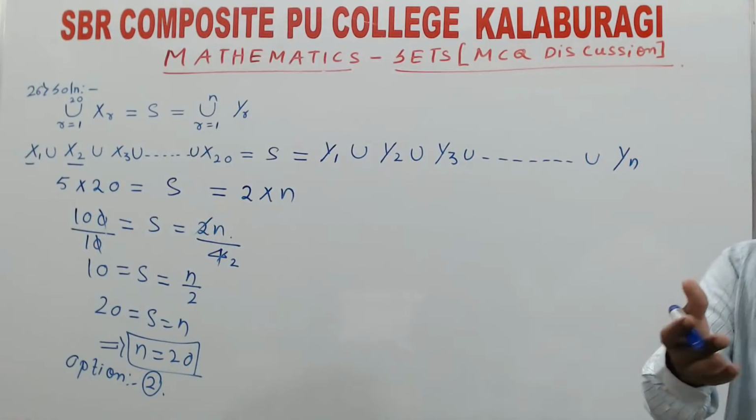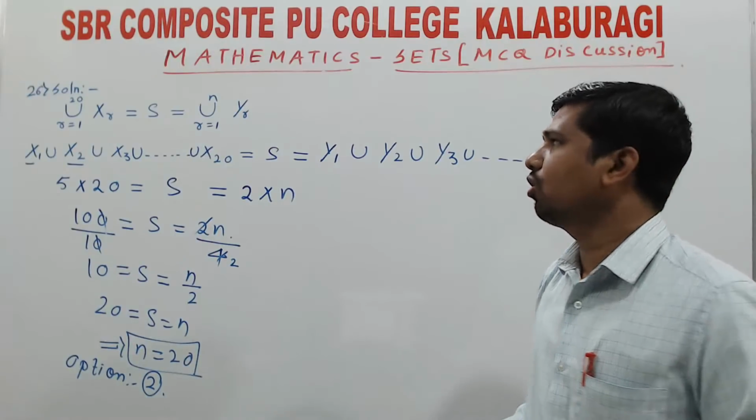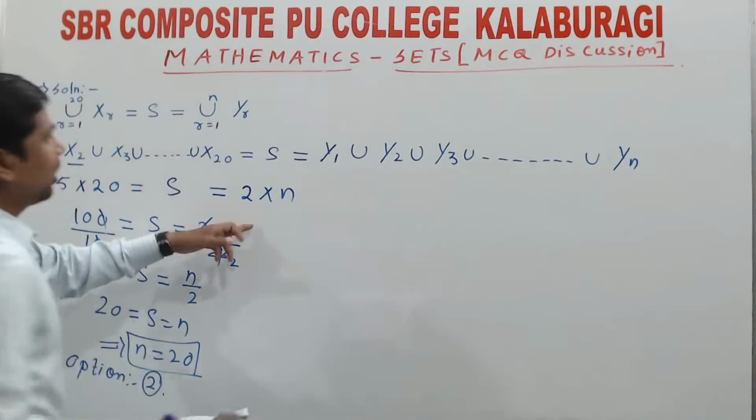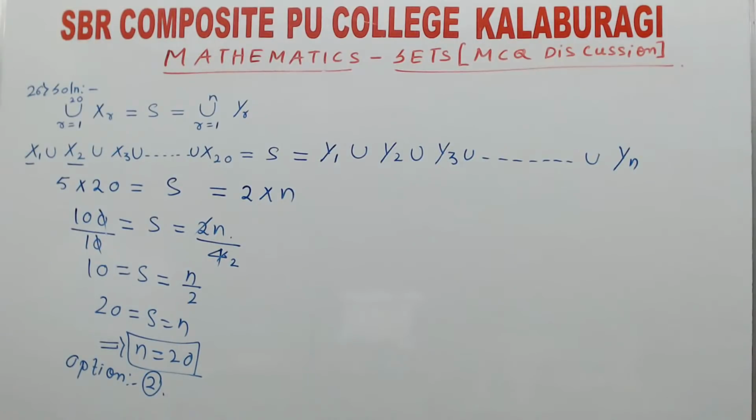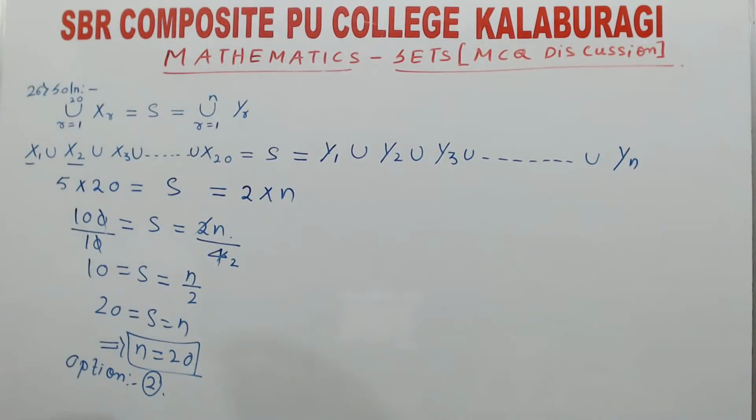Now similarly, you can try the same for the 27th question also. It is the same, just instead of 5 and 2, there are some different elements. So let us try that 27th question also.